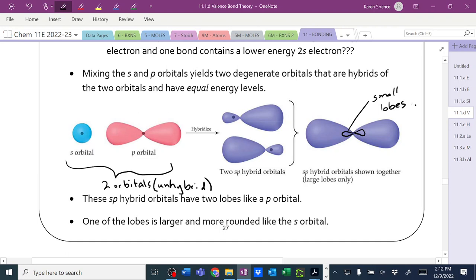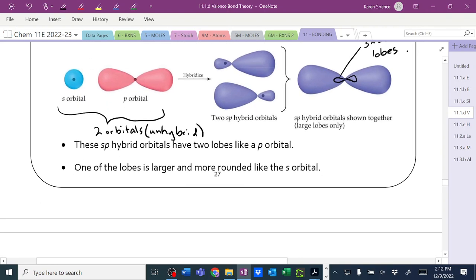The sp hybrid orbitals together look a bit like a p orbital, but the p orbital wouldn't have those extra small little lobes there, okay? One of the lobes is larger and more rounded, like an s orbital. So that's the s component of it, and one of them is sort of more like a p.